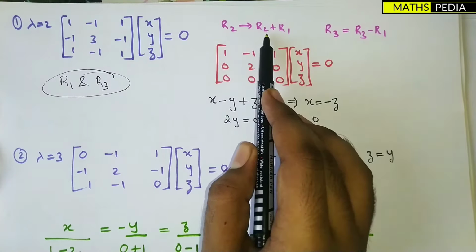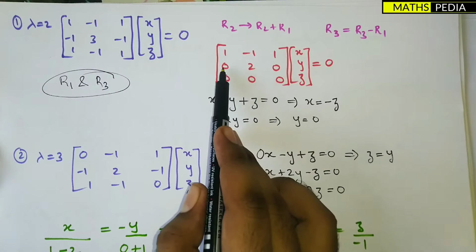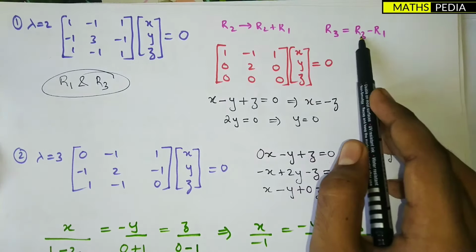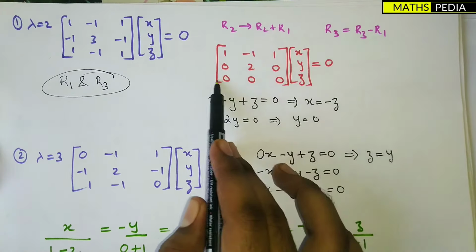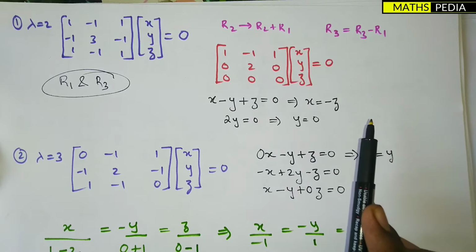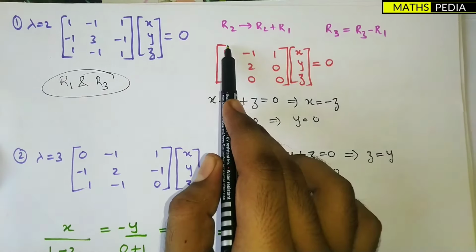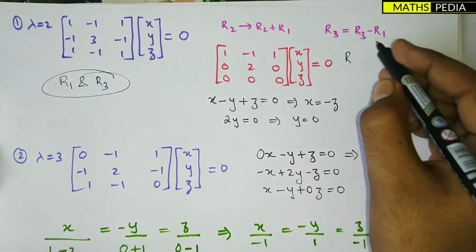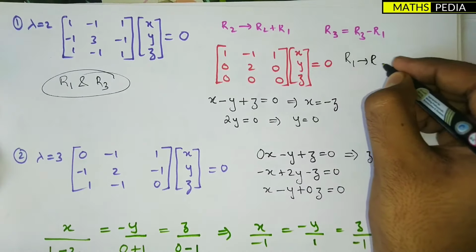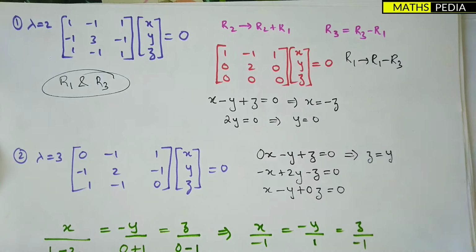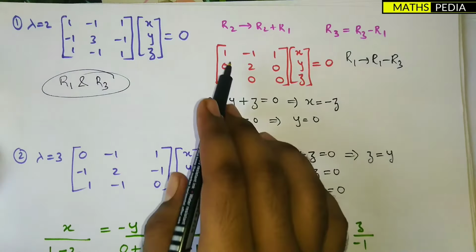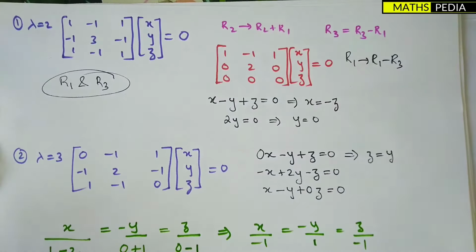Row operation, R2 is R2 plus R1, so that I'll get here 0 0. And R3 is R3 minus R1. Here all the elements will become 0. One doubt will be there in your mind, I think. So basically the doubt is, can I go for R1 is R1 minus R3? That's the question. Anyways, this whole first row will become 0. Yes or no? Yeah, no.